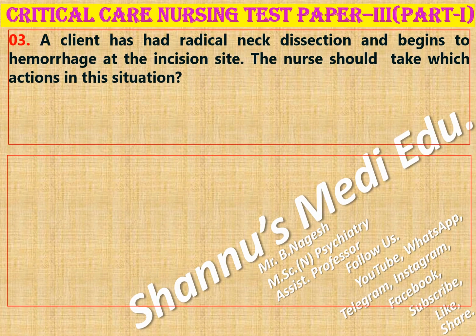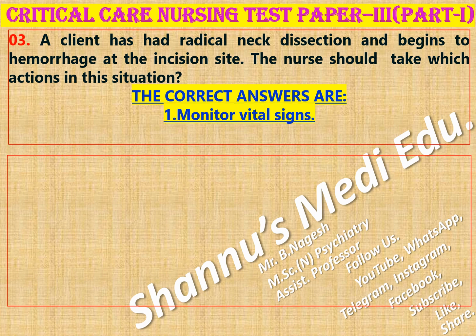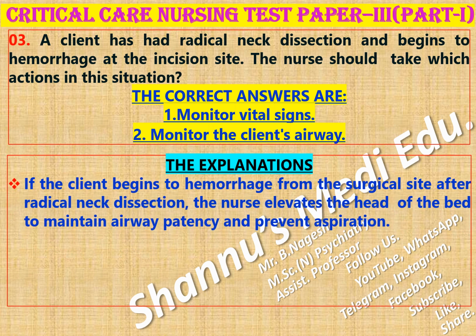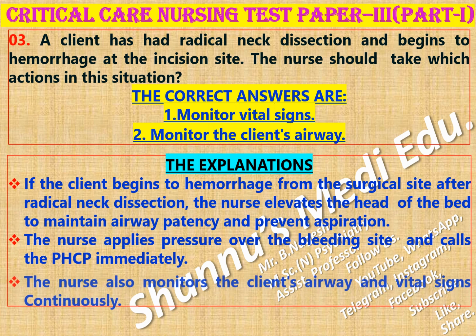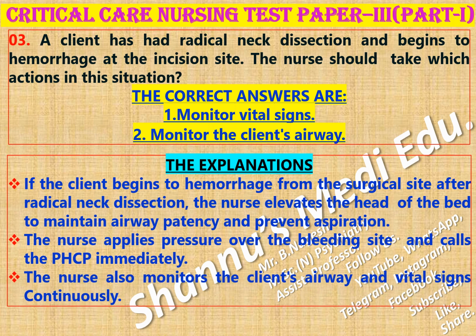The third question, a client had a radical neck dissection and begins to hemorrhage at the incision site. The nurse should take which action in this situation? The correct answer is monitor the vital signs and monitor the client's airway. The explanation, if the client begins hemorrhaging from the surgical site of a radical neck dissection, the nurse elevates the head of the bed to maintain airway patency and prevent aspiration. The nurse applies pressure over the bleeding site and calls the PHCP immediately. The nurse also monitors the client's airway and vital signs continuously.